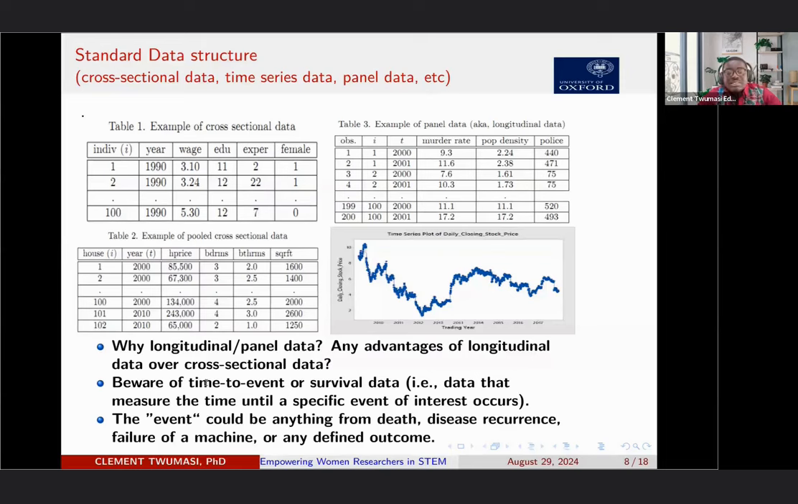But there is also another class of data set that you need to be aware of. It's called time to event data.